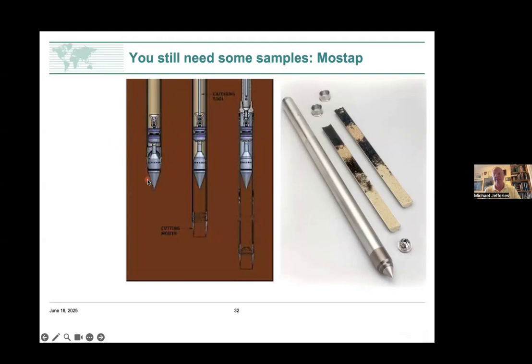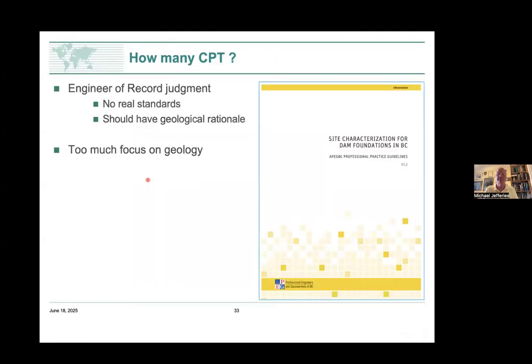When we get to the test depth, we lock off the piston, push ahead, and we've got ourselves a sample. Of course, it's like a piston sample. You only get one shot at it, but that's the way we can do it with a CPT rig. Now, how many CPTs?